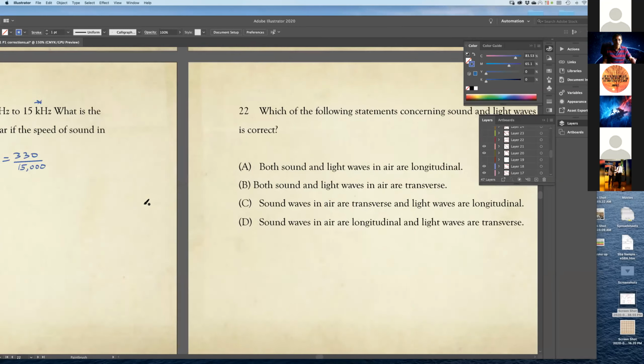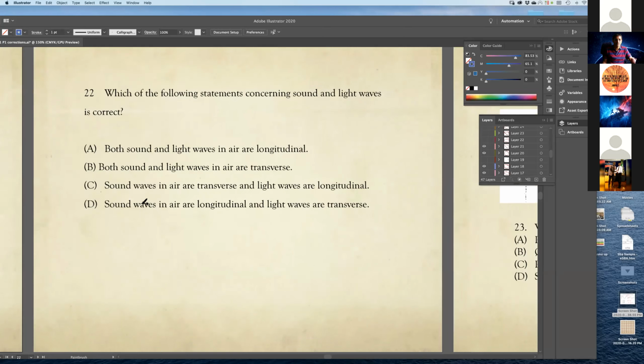Yes, sir. Which of the following statements concerning sound and light waves is correct? We know that sound is longitudinal, and we know that light waves are transverse. We know sound requires a medium. We know light does not require a medium.